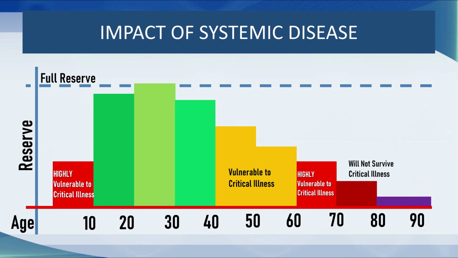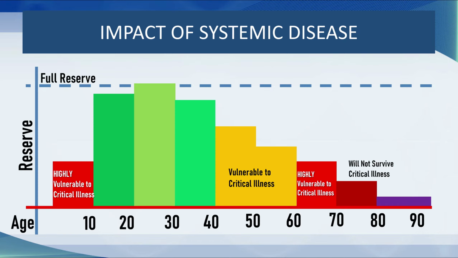The reserves diminish massively after the age of 40. So patients are really vulnerable to critical illness in their 40s, 50s, and 60s. And then over the age of 60, highly vulnerable. And then over the age of 70, extremely unlikely to survive critical illness.